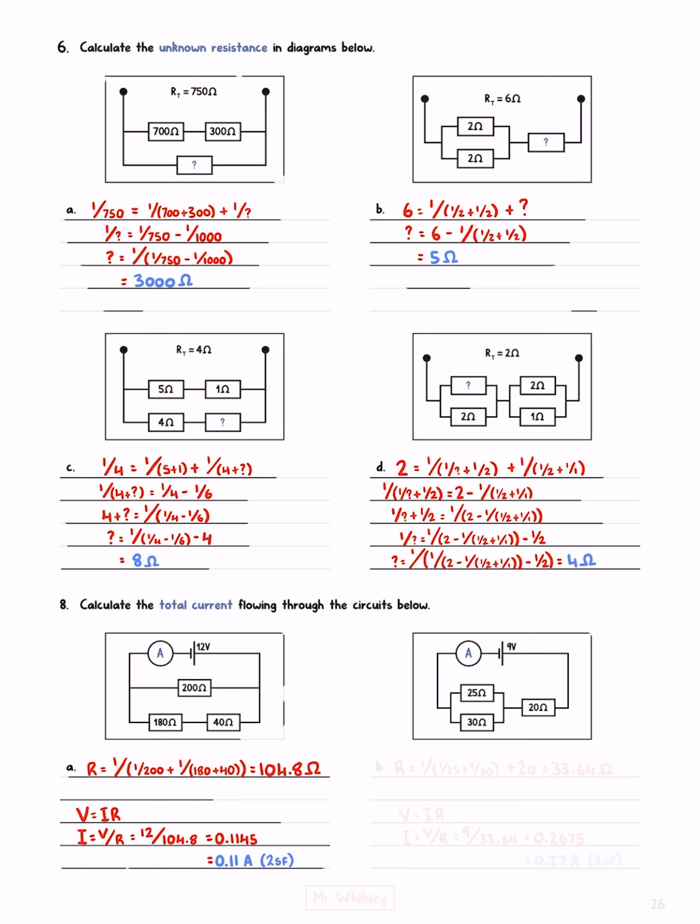These two are in series, and so their resistances add together, and so our total resistance is 1 over the sum of our 1 over resistances for our parallel branch, and then just added with our 20, which gives me 33.64 ohms. Once again using V equals IR, solving that for our current, putting in our voltage and our resistance, gives me 0.2675, or 0.27 amps to two significant figures.